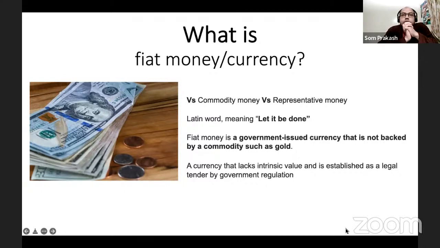So what is fiat currency? When you look into the world of cryptocurrency, you will come across this term called fiat currency quite a few times. So you have to understand what a fiat currency or fiat money is. In order for us to understand fiat money, we have to understand three different kinds of currencies. During this evolution of money, three kinds of monies evolved.